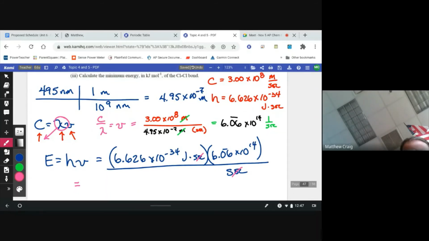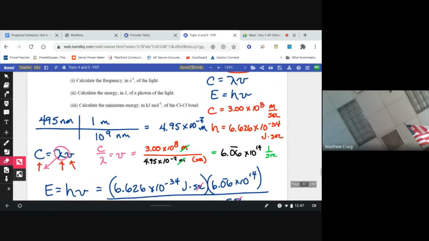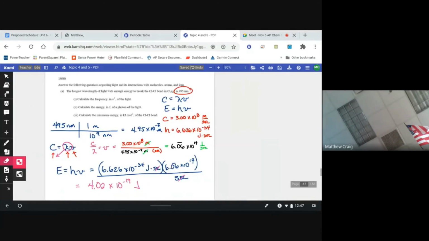Did you get 4.013 times 10 to the negative 19? Yes, I did. And that would be an ugly number in joules, because the seconds cancel out with the per seconds. Let's go. I like these questions. Of course you do. That's math.